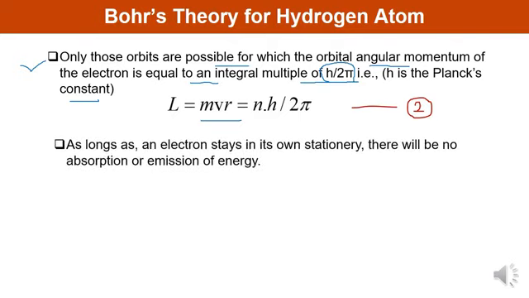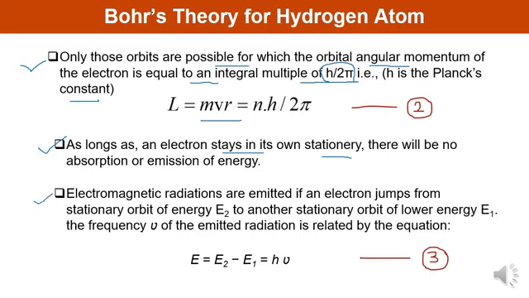Next assumption is, as long as the electron stays in its own stationary orbit, there will be no absorption or emission of energy. Obviously, whenever the electron is in the same orbit, it is not moving to a higher orbit or to a lower orbit. There is no absorption or emission of energy.